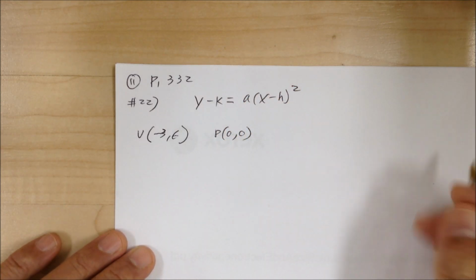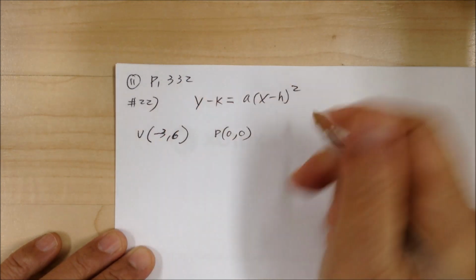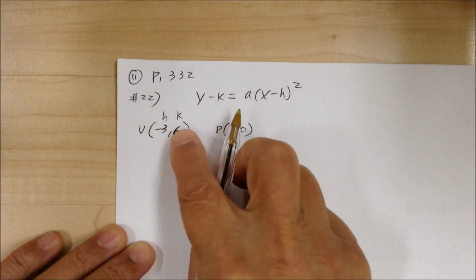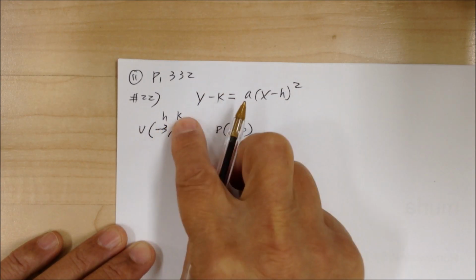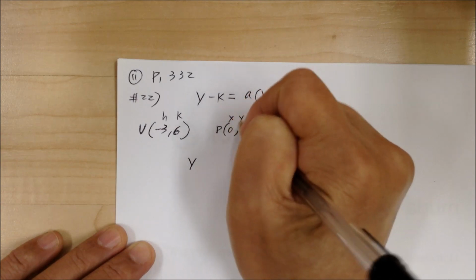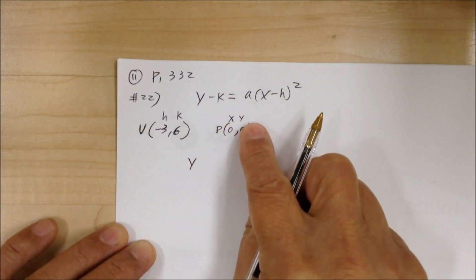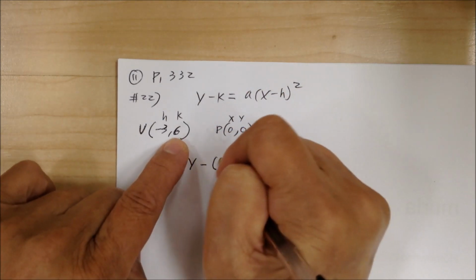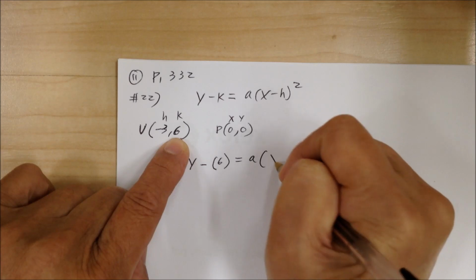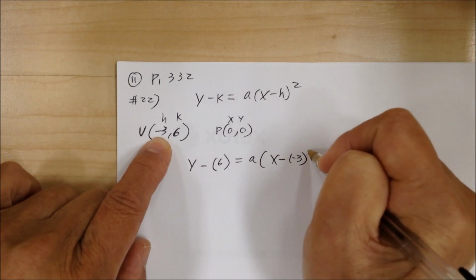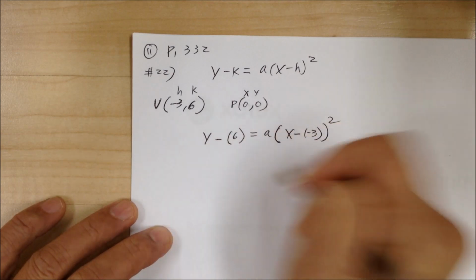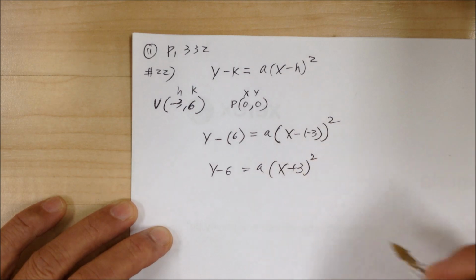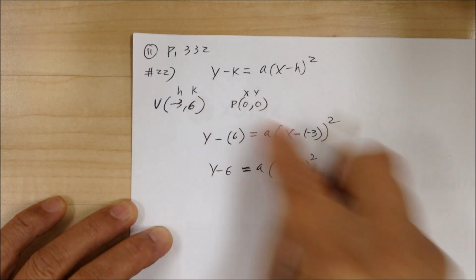So what you do is you substitute each of these in there. When you substitute the vertex into here, that's your h and k. For the point, that's your x and y. So that's going to substitute into here first. Whatever you substitute, put in parentheses, and you will cut down on careless mistakes. Let's simplify a little bit. So you got y minus 6 equal to a times (x plus 3) squared.